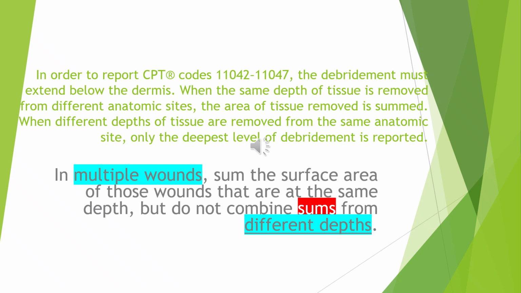For example, with multiple wounds, we sum the surface area of those wounds that are at the same depth, but do not combine sums from different depths. If different depths are performed, we report the deepest level of the debridement. For example, if bone is removed and muscle is also removed, the deepest level is bone. So we report only the bone removal codes.